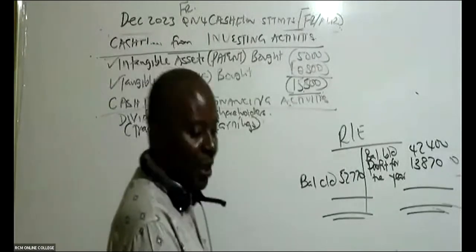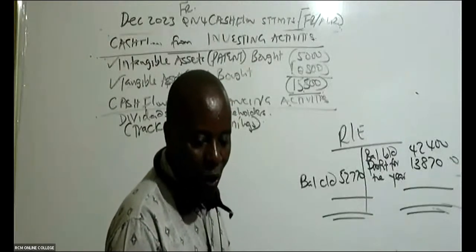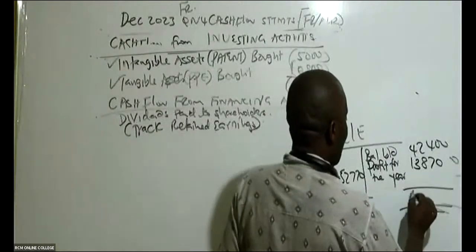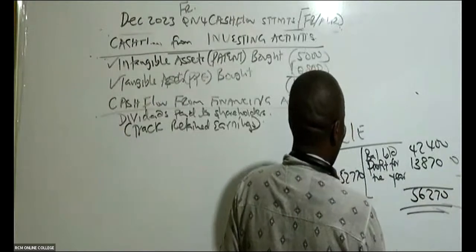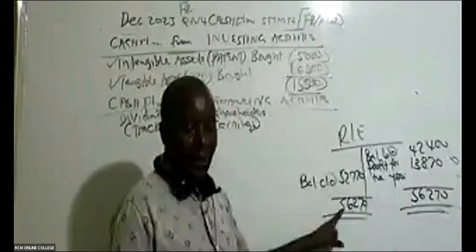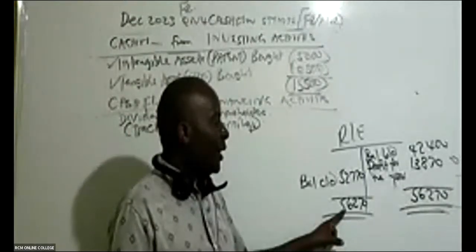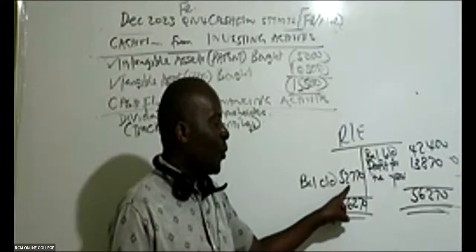So in this case here, the bigger one is 56,270. So this is what we expected to be the retained earnings at the end. But you see the retained earnings at the end were 52,770. It means they paid something. They paid dividends.